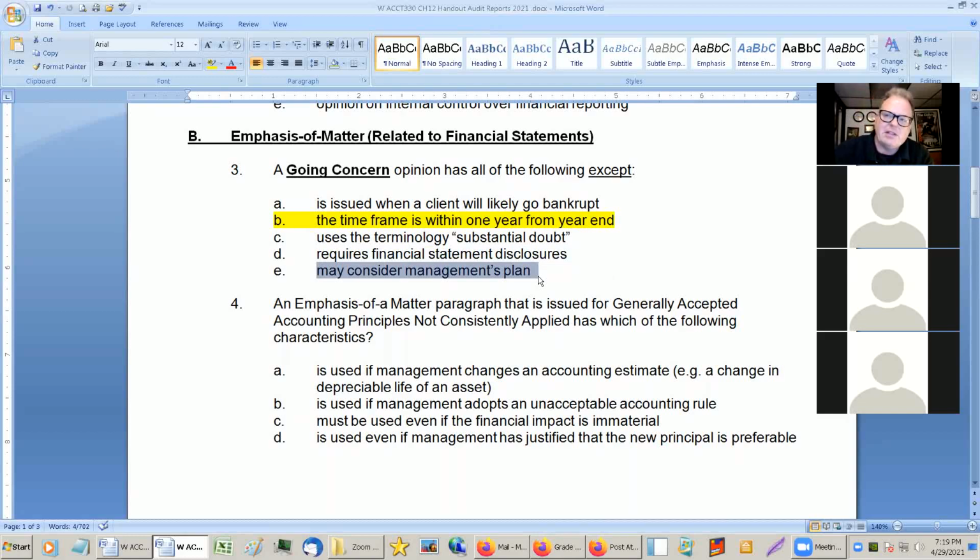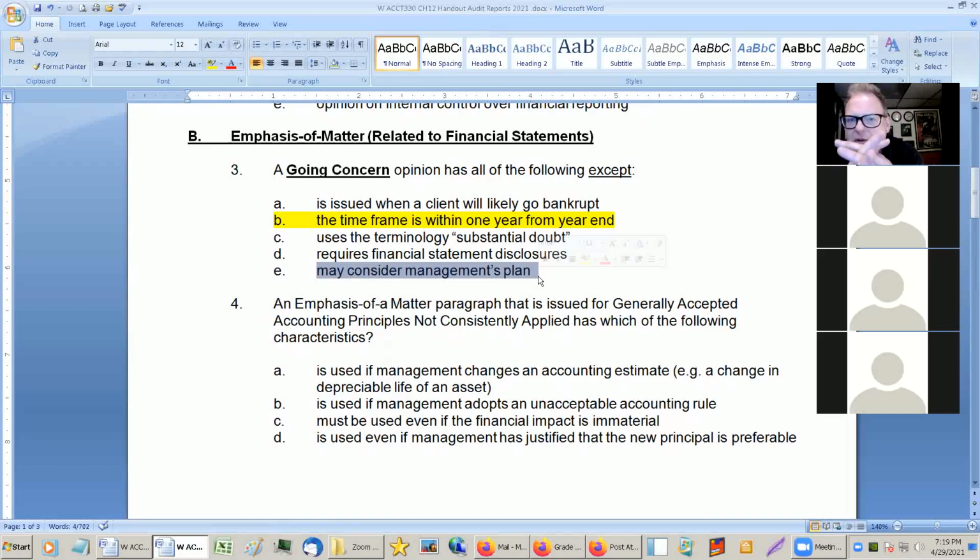They may also consider management's plan. So let's say they're doing really poorly, but management has a plan. They say, look, we're going to sell off this division. That'll give us some cash. We're going to lay off these people. We're going to do this and that. If they have a plan in place that looks feasible, and it doesn't look like you're going to go out of business with this plan, you don't need to put a going concern paragraph on there.